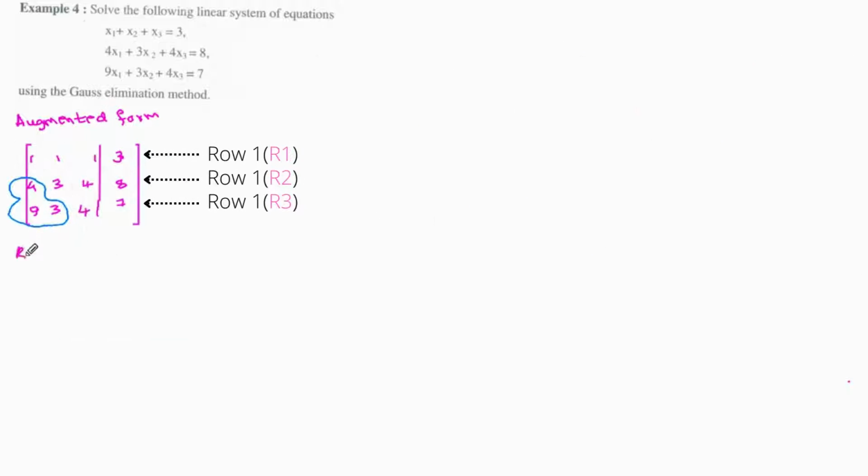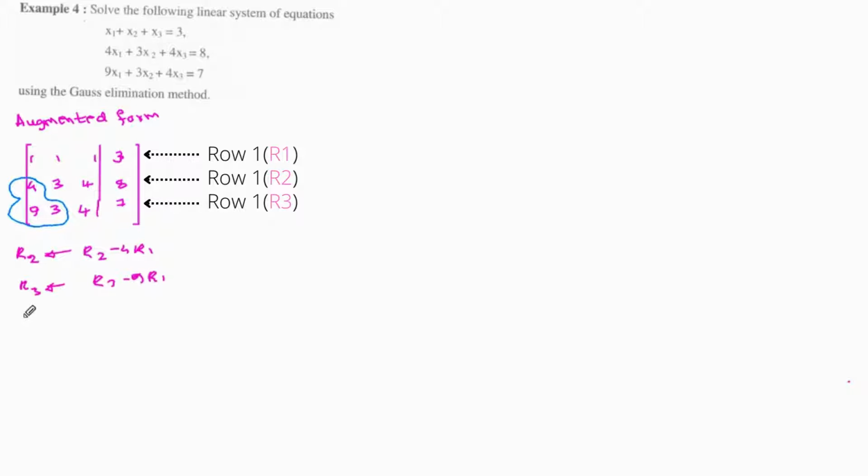For this particular example, you can do R2 equal to R2 minus 4R1. You can do R3 equal to R3 minus 9R1. What is the meaning of that? You are doing this operation on row 2 to make this term 0, subtracting 4 times R1 from R2 will be 0. Similarly, 9 times the 1 subtracted from the third row will be 0.